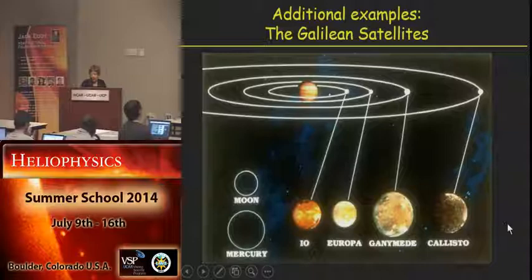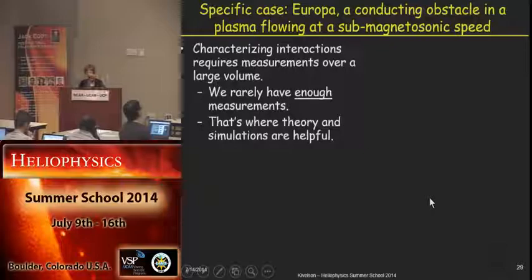Other moons of interest are the Galilean moons of Jupiter, and even though this is sort of out of focus and fuzzy, I think it shows you that Mercury is smaller than Ganymede, and it shows you the order of the Jovian moons: Io, Europa, Ganymede, Callisto. All of these are really interesting in their interactions, but I'm just going to focus on Europa.